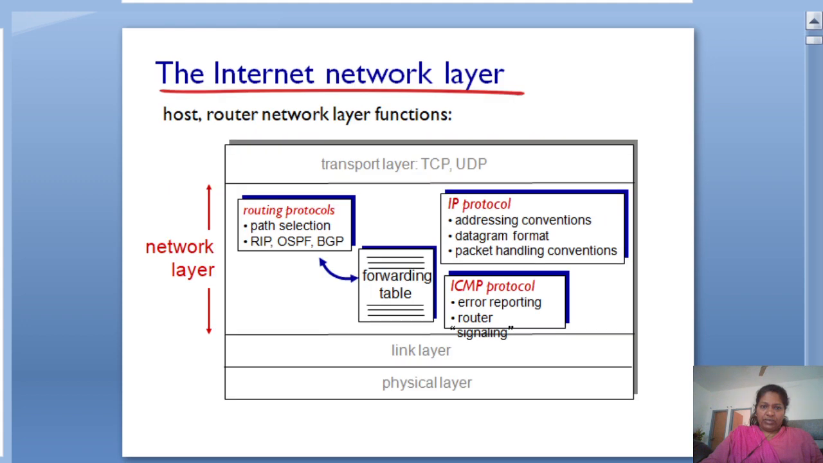So first thing, you have to see what are the different functions. If we see here, we have the protocols. Basically we have Internet Protocol, which is IP, and then we have ICMP, which is a control protocol, and then we have routing protocols, based on different algorithms.